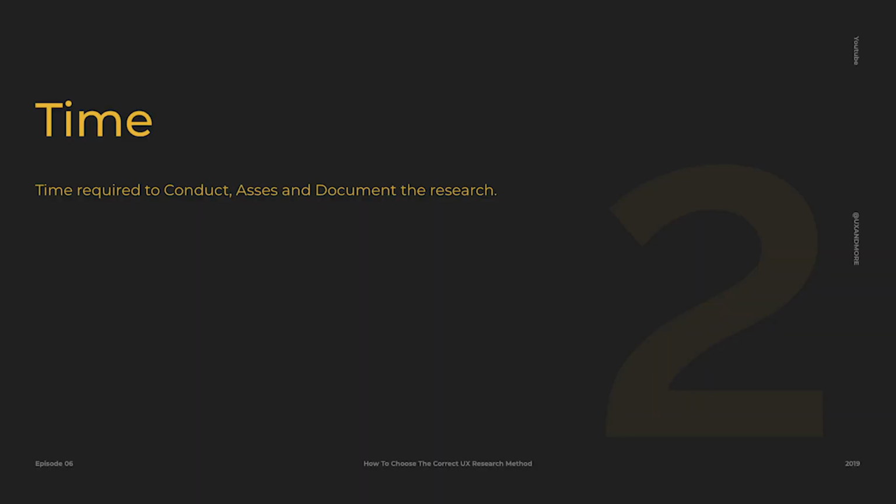The second factor is time. By time, I mean time required to conduct the research, time required to assess the research, and time required to document all the things that you have done. What most people do is they don't consider this factor before starting the research, and they realize it when they're in the middle of it or when they have completed the first phase of user research, which is recruiting the users and doing whatever activity they want to do with them.